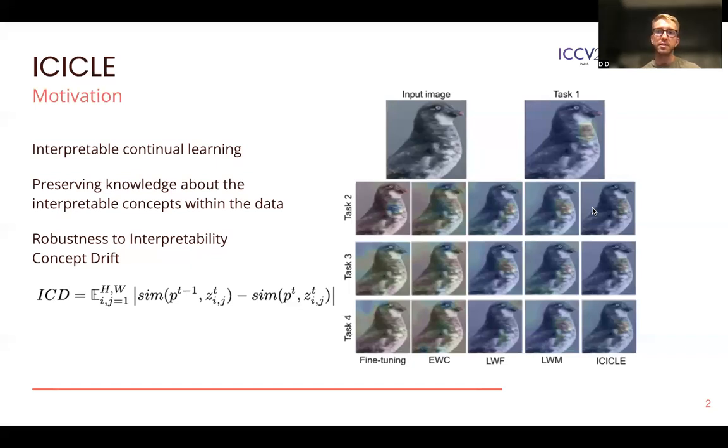The main motivation behind this work is interpretable continual learning and its robustness to interpretability concept drift. The concept drift is the change of the activation of a visual concept on the image, so that the user can be misled by the explanations when the model is learning continually.